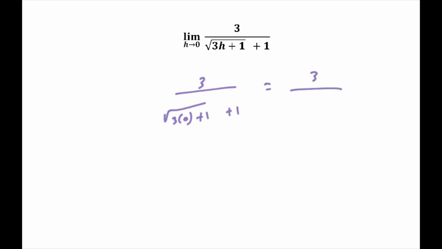Square root of 1 is 1, plus 1. That's going to be 3 over 2. We're done.